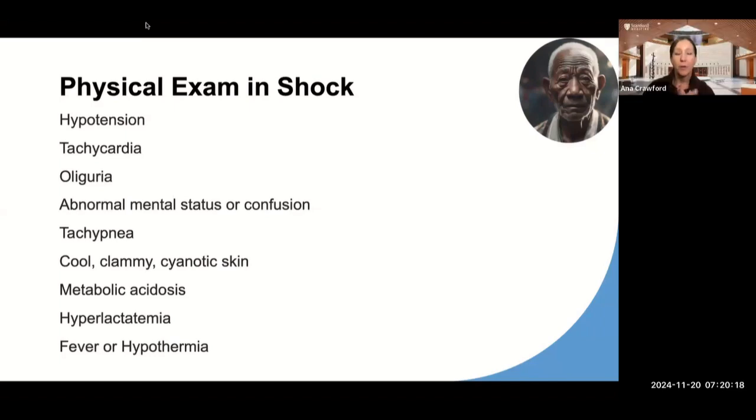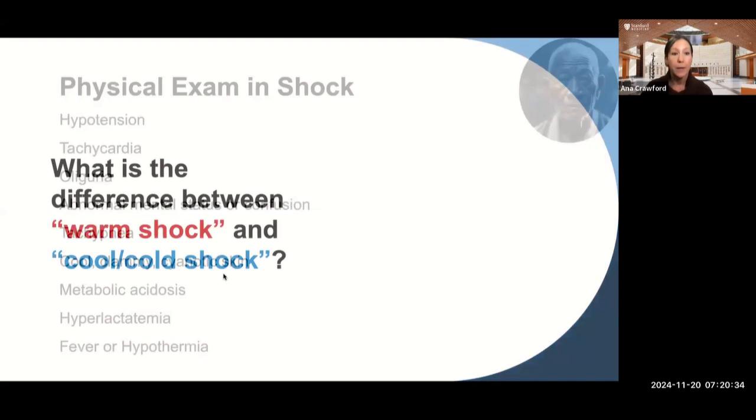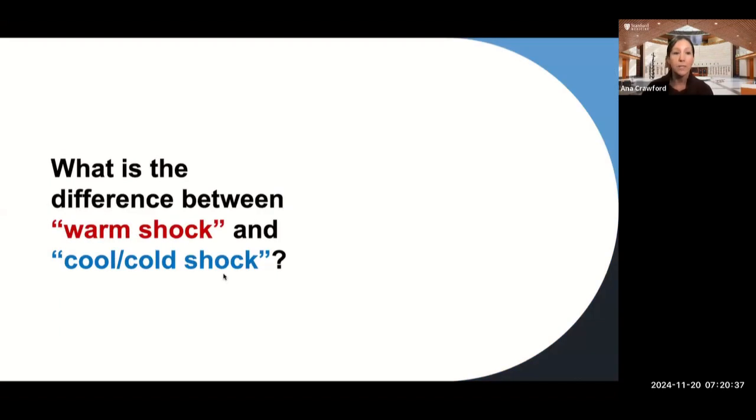I think it's really important for us to remember the etiology of shock. The cause of shock is usually decreased perfusion. So a lot of these physical exam findings make sense when you have low blood pressure and decreased perfusion to the cells. Can you tell us, Dr. Joel, what is the difference between warm shock and cold shock?